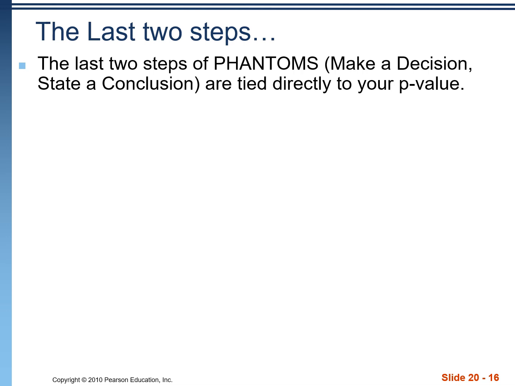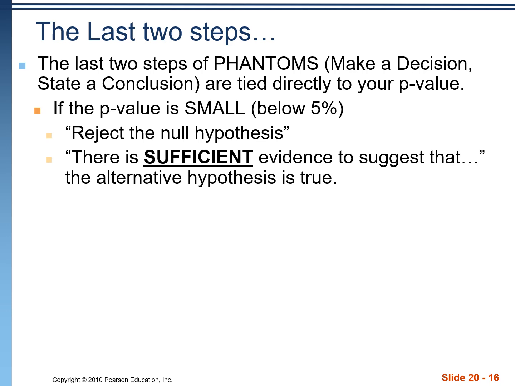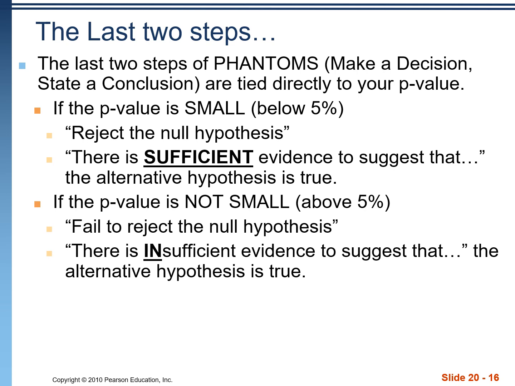You've seen this slide before. If you know it, you can end the video. If you're still having trouble with these last few steps, the last two steps of PHANTOMS, make a decision and state a conclusion, are always directly tied to your p-value. If the p-value is small, meaning below 5%, or whatever our alpha level is, we would reject the null hypothesis and say there's sufficient evidence to suggest that whatever our alternative hypothesis is true. If the p-value is not small, above 5%, or whatever our alpha level is, fail to reject the null hypothesis and say there's insufficient evidence to suggest that the alternative hypothesis is true.